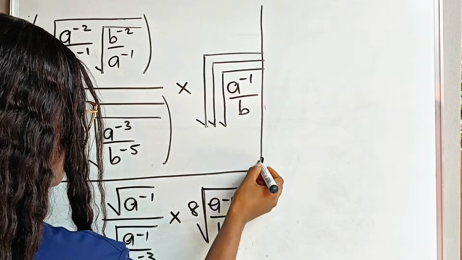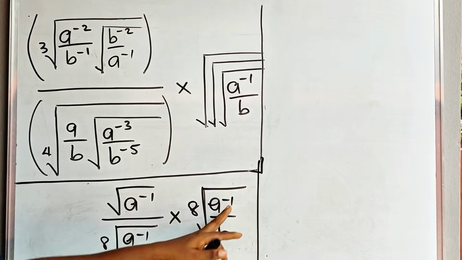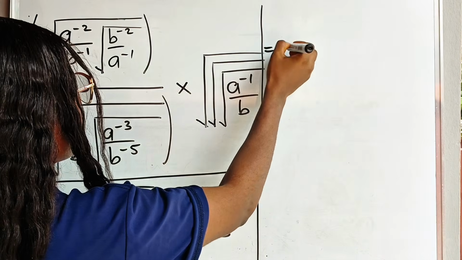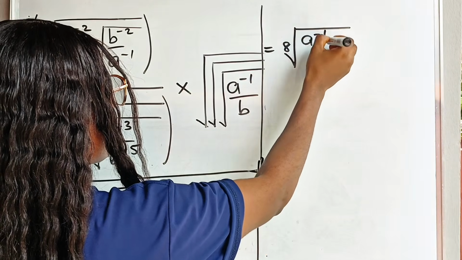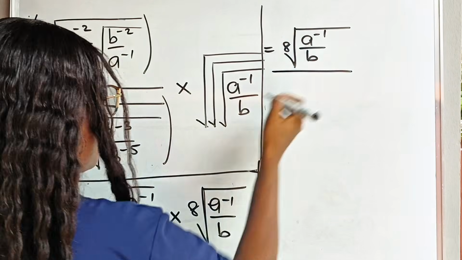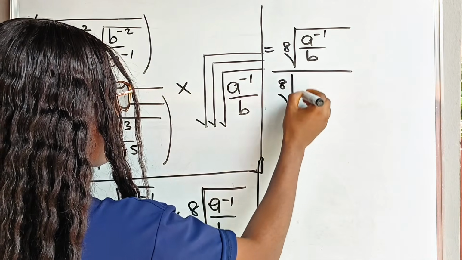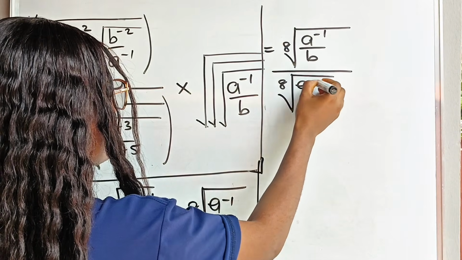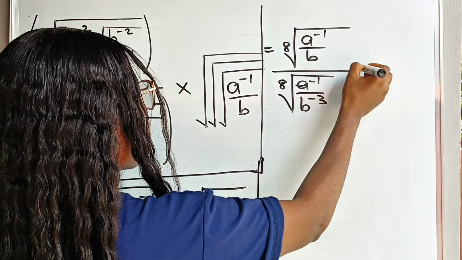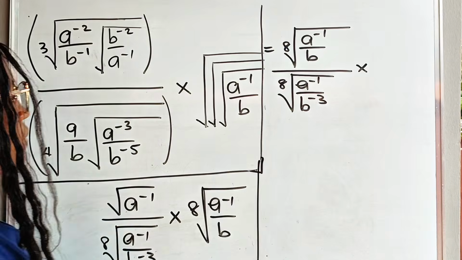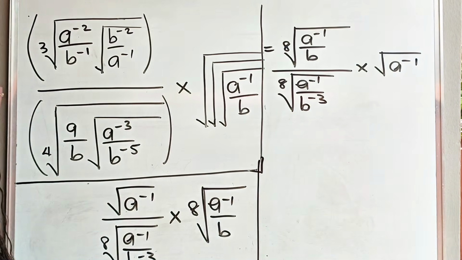Okay, now if we continue, this is what we will have. I want to bring this here, and then switch to the other side. So this is equal to the 8th root of a to the power of negative 1 over b, divided by the 8th root of a to the power of negative 1 over b to the power of negative 3, then multiplied by the square root of a to the power of negative 1.